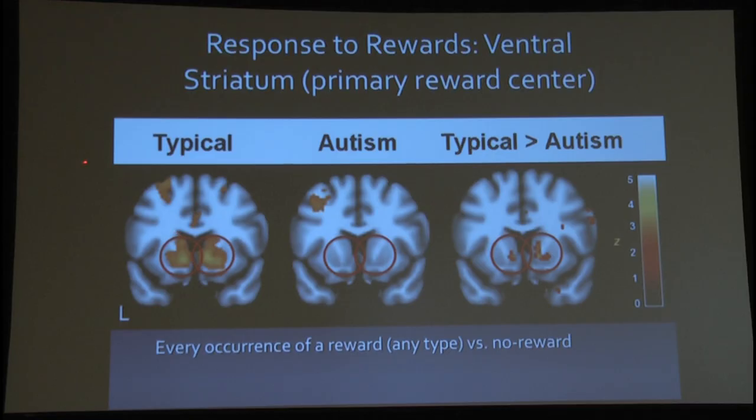This is a cross-section through the brain to show you the reward centers, which are located deep inside the brain. And this is the brain's response to rewards. It's an area called the ventral striatum, and it's our primary reward center. And in typically developing kids, look at that whopping activity in the reward center. I mean, they're really responding to these rewards. These are the kids with autism, and that's the difference between groups. It's not that there's no reward response, it's just reduced and doesn't meet threshold. So this supported the notion that the reward center itself is not fully functional. This automatic reward response is not working.